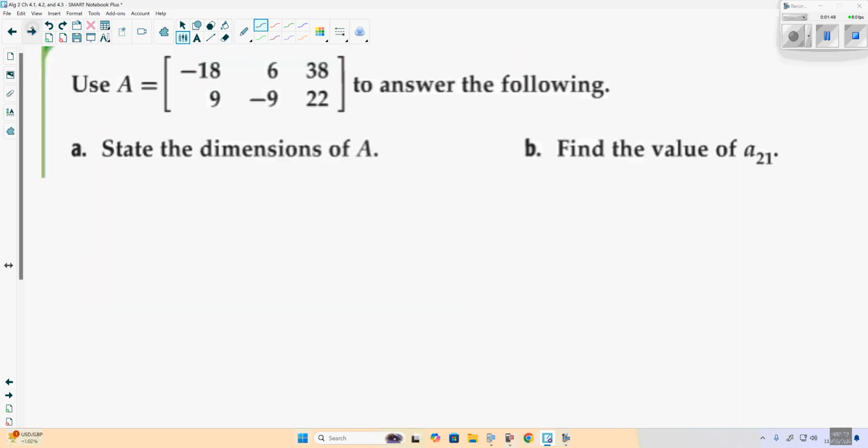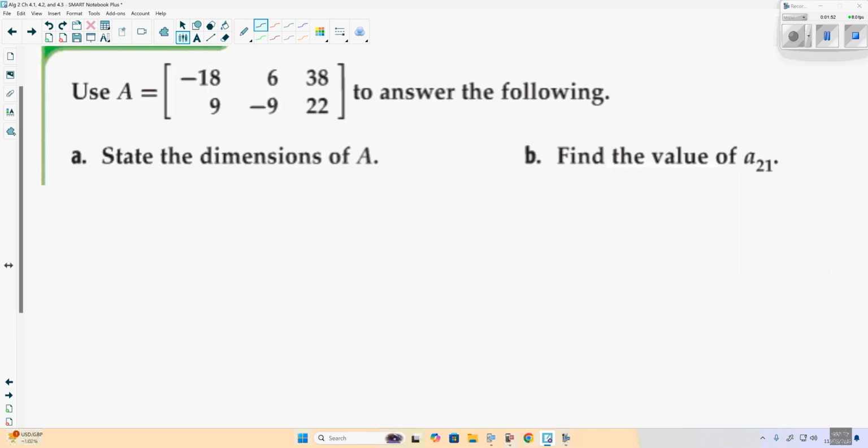Now let's look at an actual matrix where they didn't give us everything to begin with. If we look at matrix A here, if we want to state the dimensions, we define it by the rows. How many rows does this have? 2. How many columns? 3. So this is a 2 by 3. Questions on the dimensions? The dimensions are always going to be rows by columns. How many down? How many over?